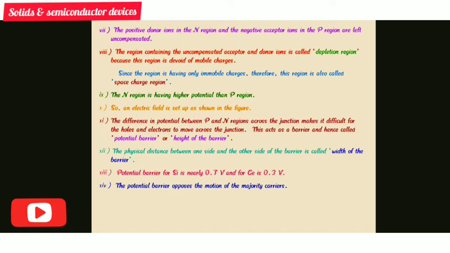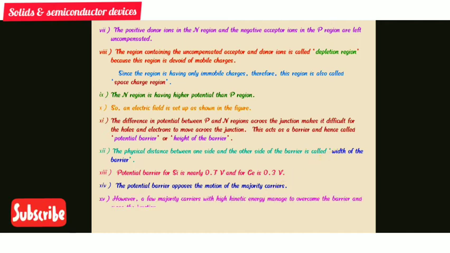Fourteenth, the potential barrier opposes the motion of the majority carriers. Fifteenth, however, a few majority carriers with high kinetic energy manage to overcome the barrier and cross the junction. The potential barrier helps the movement of minority carriers.